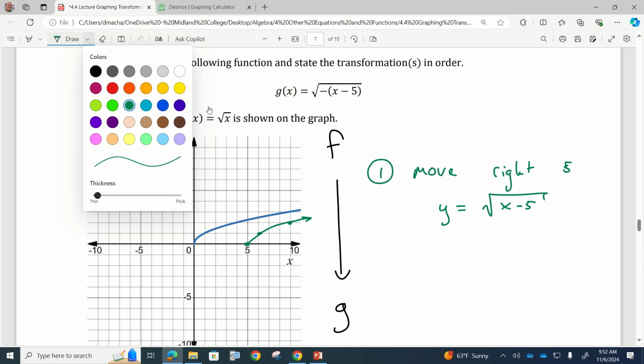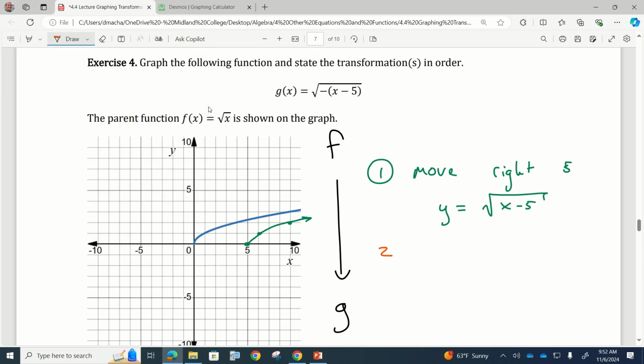Okay? What's the next thing I need to do? Reflect across the x-axis or the y-axis? The y-axis. If I want to reflect across the x-axis, I would put the minus sign out front. But if I want to reflect across the y-axis, I put the minus sign in the argument.